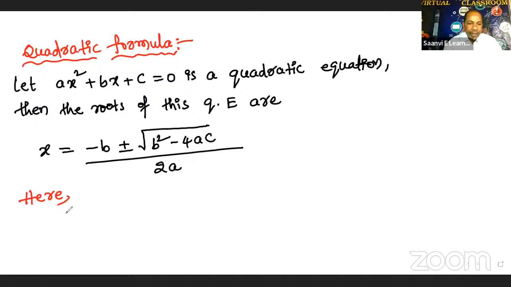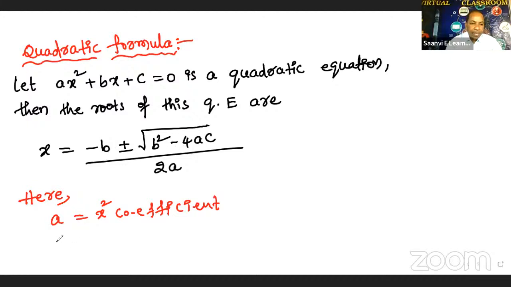first of all, A. In this formula, here we have A. So A is nothing but the x square coefficient. In ax square plus bx plus c is equal to 0, what is A? A means x square coefficient, no? So A is nothing but the x square coefficient.